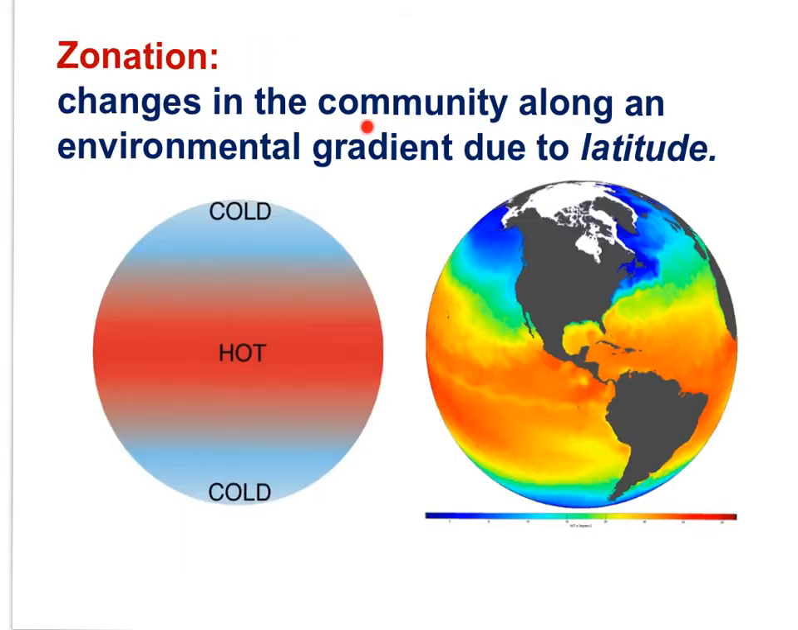Zonation is change in the community along an environmental gradient due to latitude. Equatorial regions are warm with high sunlight and high rainfall, while polar regions are cold and dry with low levels of light. Equatorial rainforests are here. The world's great deserts are here. And tundra, here. A change in the community across space. Zonation refers to changes in the community along an environmental gradient due to a factor such as latitude.